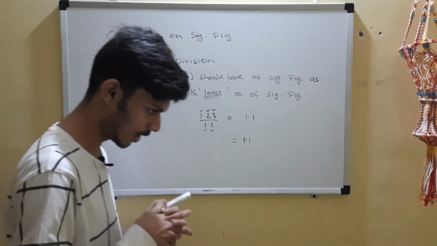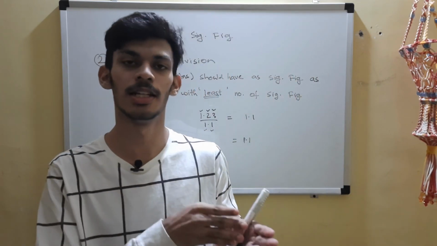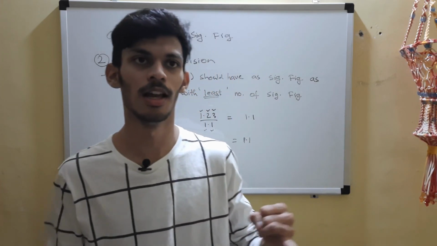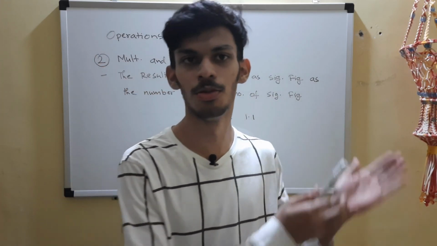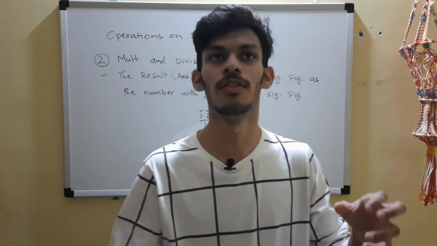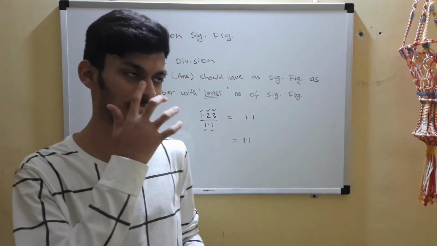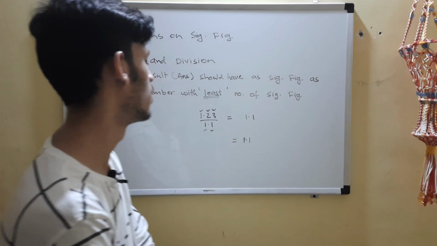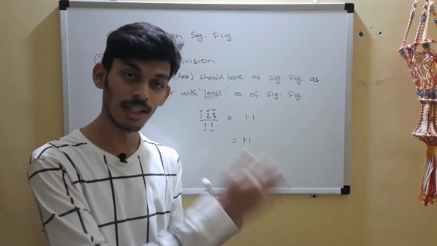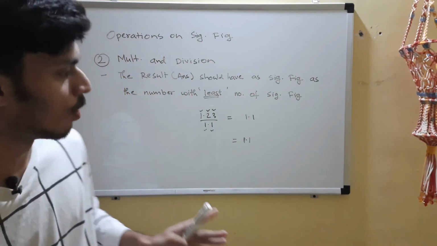Anyways, whenever a question is given, it will be specially mentioned if you are supposed to do it through significant figures or normally. If you are asked to do it normally, you don't have to apply these rules. You can go through your own methods, round off anywhere you want, provided you don't make any wrong assumptions. And if they ask you to do it through significant figures, then you have to follow these two rules. I hope you got this idea.